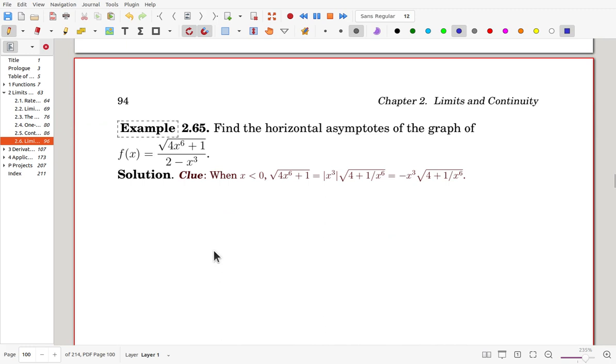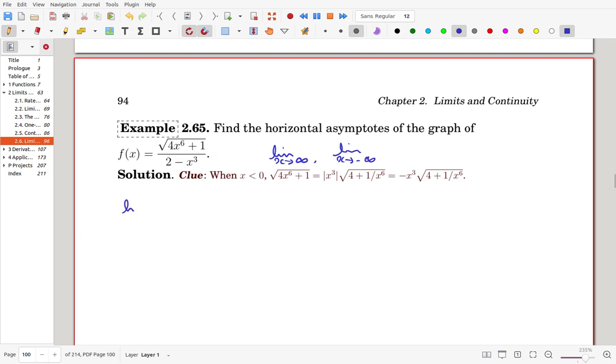Okay, now for this example, we'll try to find the horizontal asymptote of the graph of that. And that is the same as finding the limit, so we have to apply the limit as x approaches plus infinity, and also the limit as x approaches minus infinity. Okay, let's begin with that one first.